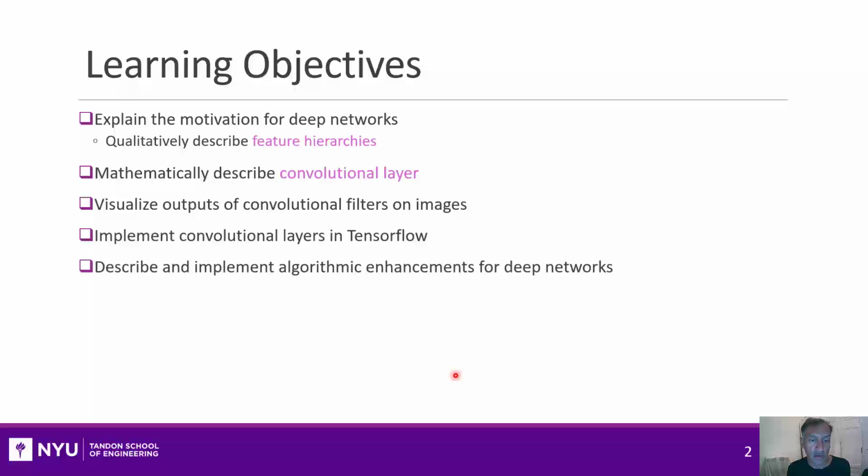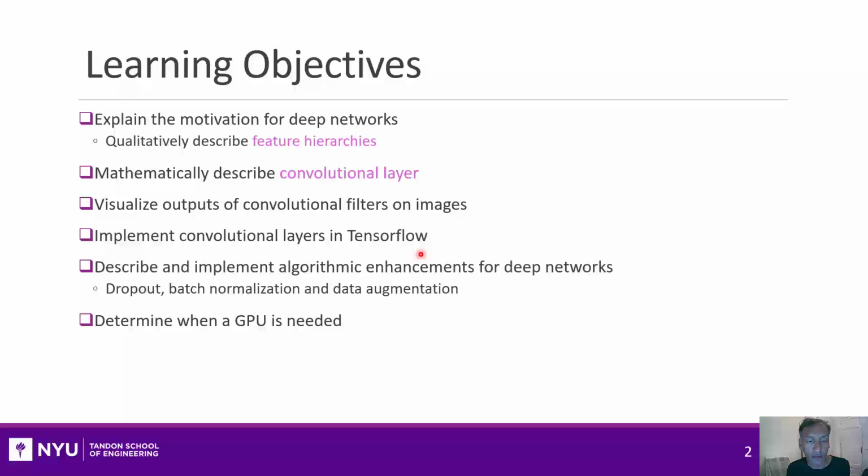You'll be able to then implement these convolutional layers in TensorFlow, as well as describing and implementing various algorithmic enhancements such as dropout, batch normalization, and so on. We're also going to learn about what is a GPU and know when to use it, and finally try to describe and implement an important idea called transfer learning.